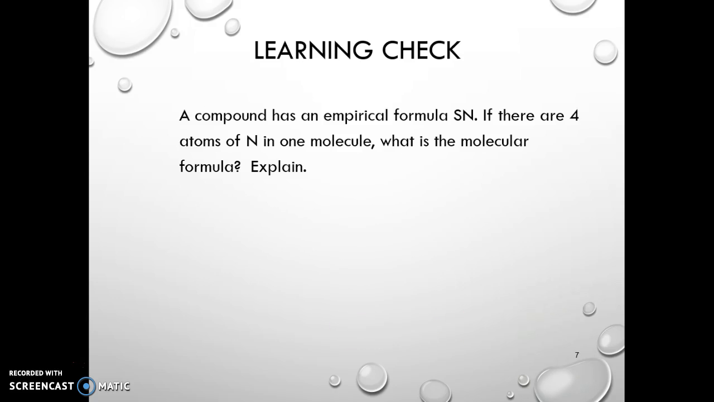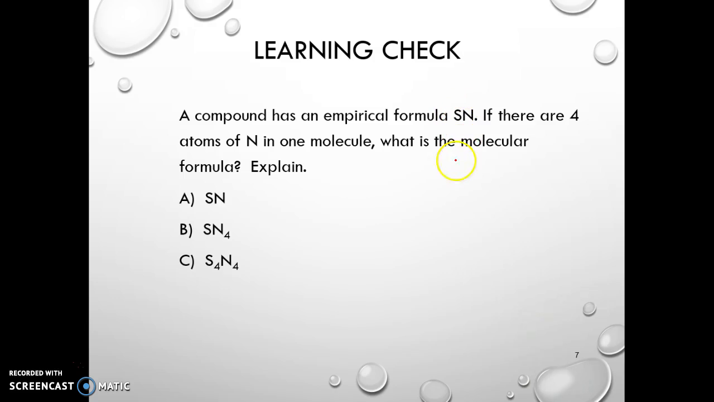Okay, let's check. A compound has an empirical formula of SN, 1S, 1N. If there are 4 atoms of N in one molecule, what is the molecular formula? So is it SN? Is it SN4? Or is it S4N4? Now, the explanation here is actually pretty simple.